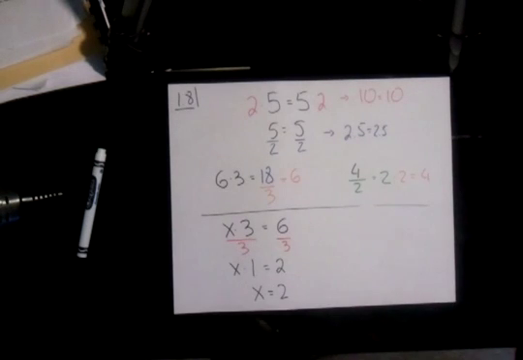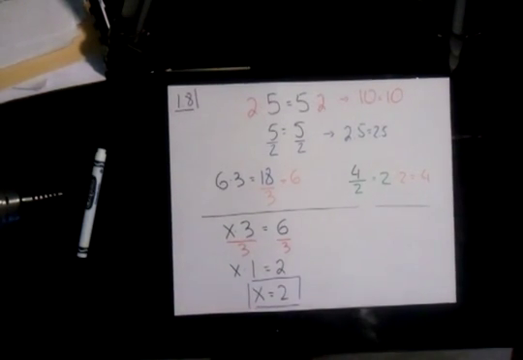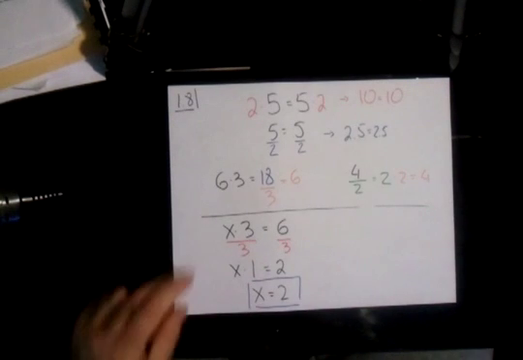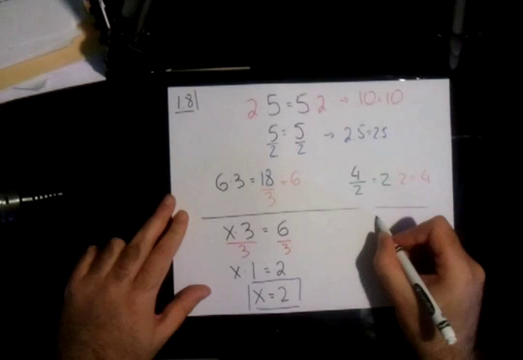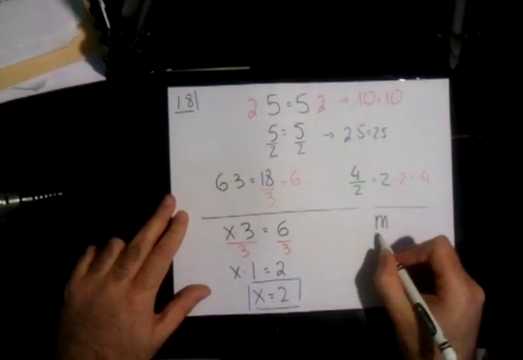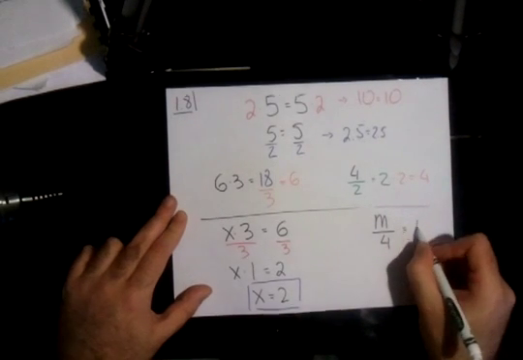That wasn't so bad. Let's look at a different example. Let's go with m this time. M divided by 4 equals 5.